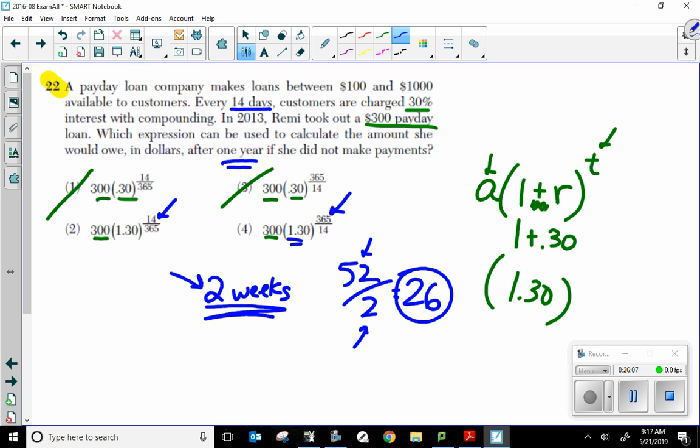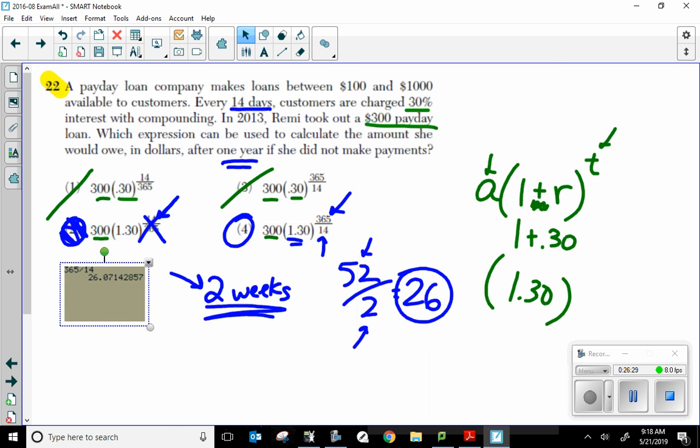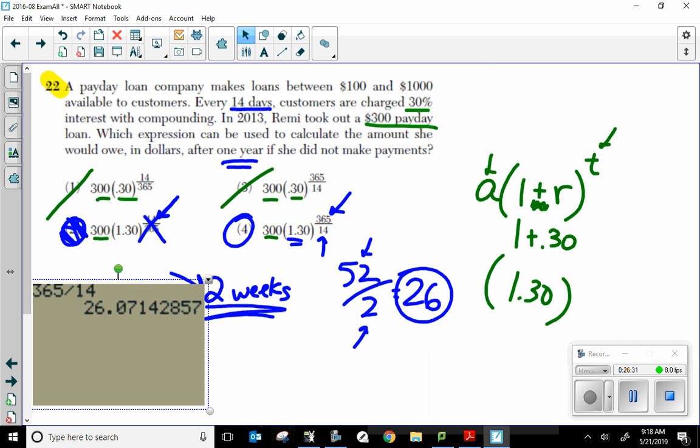Which exponent represents 26? This one. If you take 365 and divide it by 14, you get 26.0 something, whatever. 14 divided by 365 is not 26. Boom. That's not the answer. It's this one. And if you don't trust me, I did this problem earlier. If I take my exponent, 365 divided by 14, there are my 26 times that interest gets charged.